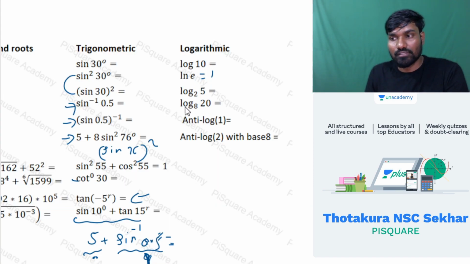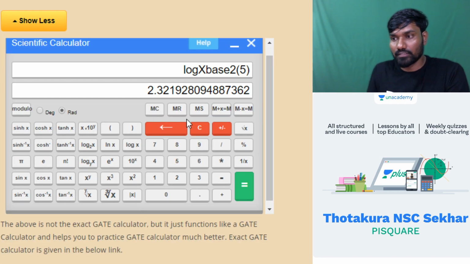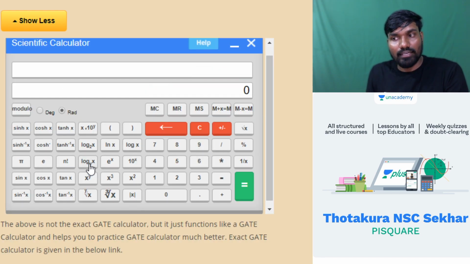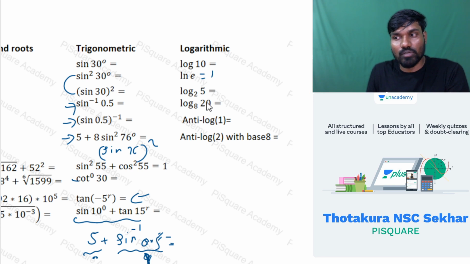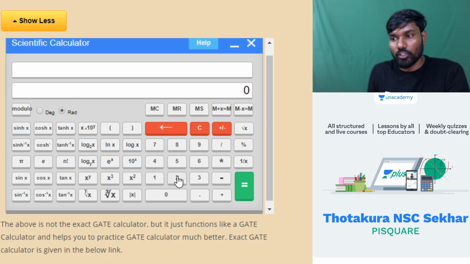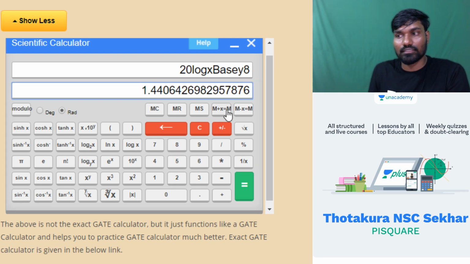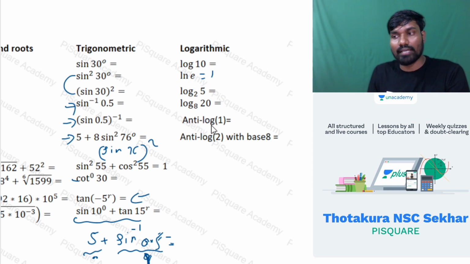Next, log base 8 of 20. So x first means 20 first, then this, then 8. This is the answer. Okay. Then the last two, anti-log 1.